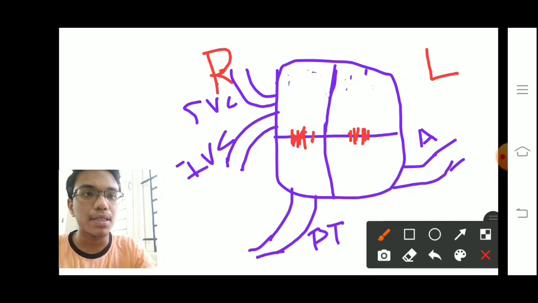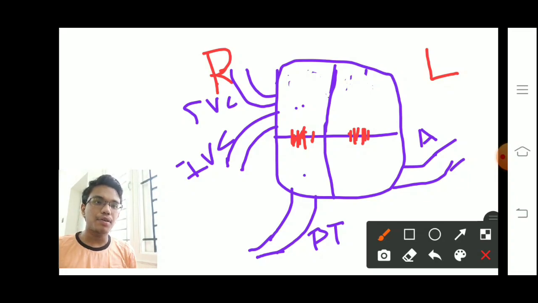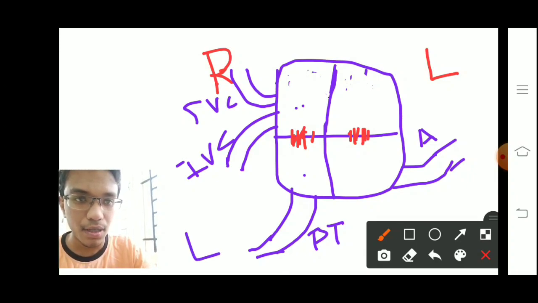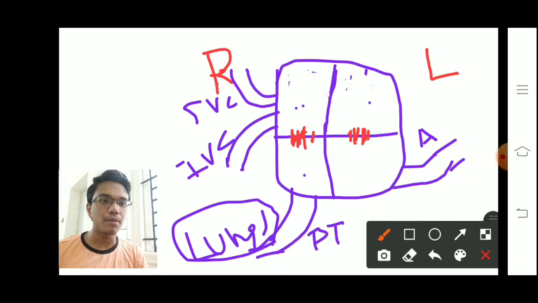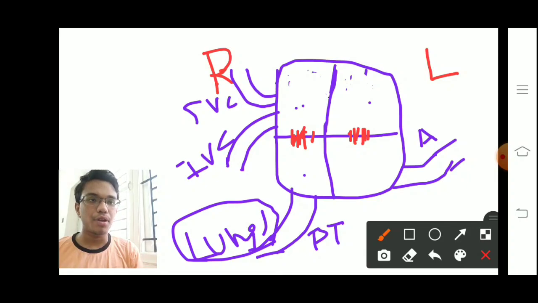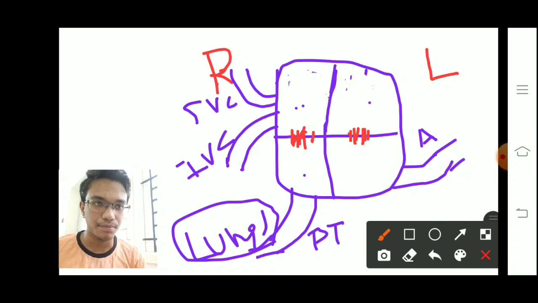Now from the right atrium, what happens? The blood goes to the right ventricle, and from the right ventricle the blood is pumped into the pulmonary trunk for oxygenation in the lungs. Suppose this is the lungs. Then from the lungs, the blood gets oxygenated and is transferred to the left atrium with the help of the pulmonary veins. 4 pulmonary veins open into the left atrium and pass the blood from the lungs to the left atrium. Now the oxygenated blood travels from the left atrium to the left ventricle through the mitral valve, and then from the left ventricle through the aorta, circulating throughout the body for oxygenation of the tissues, right?